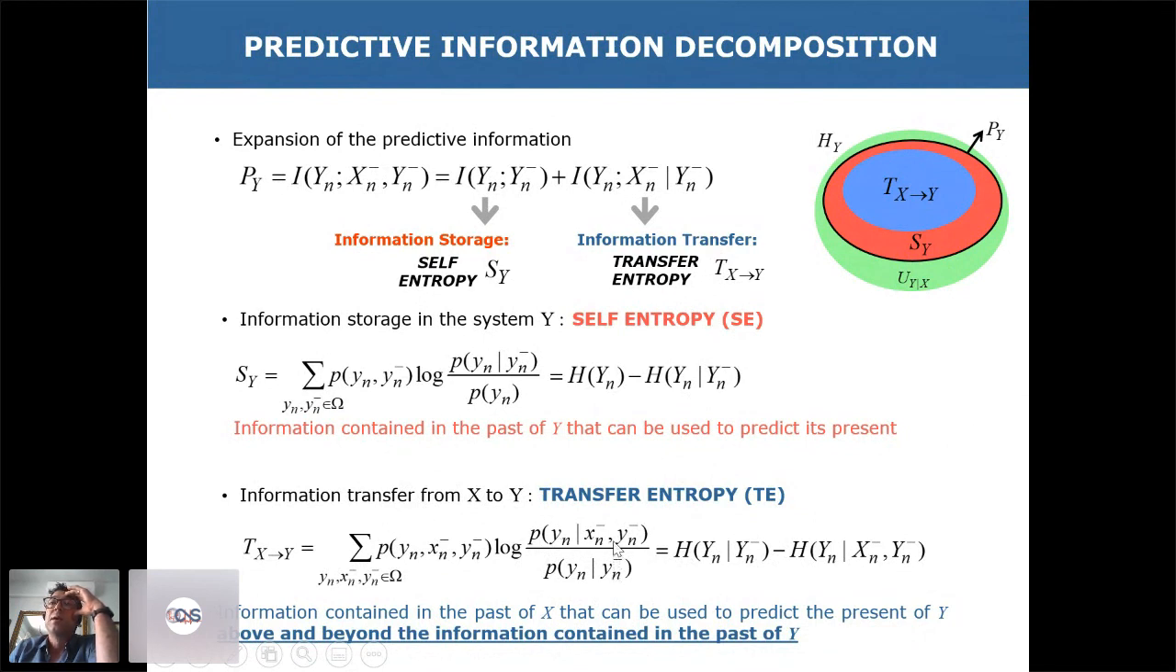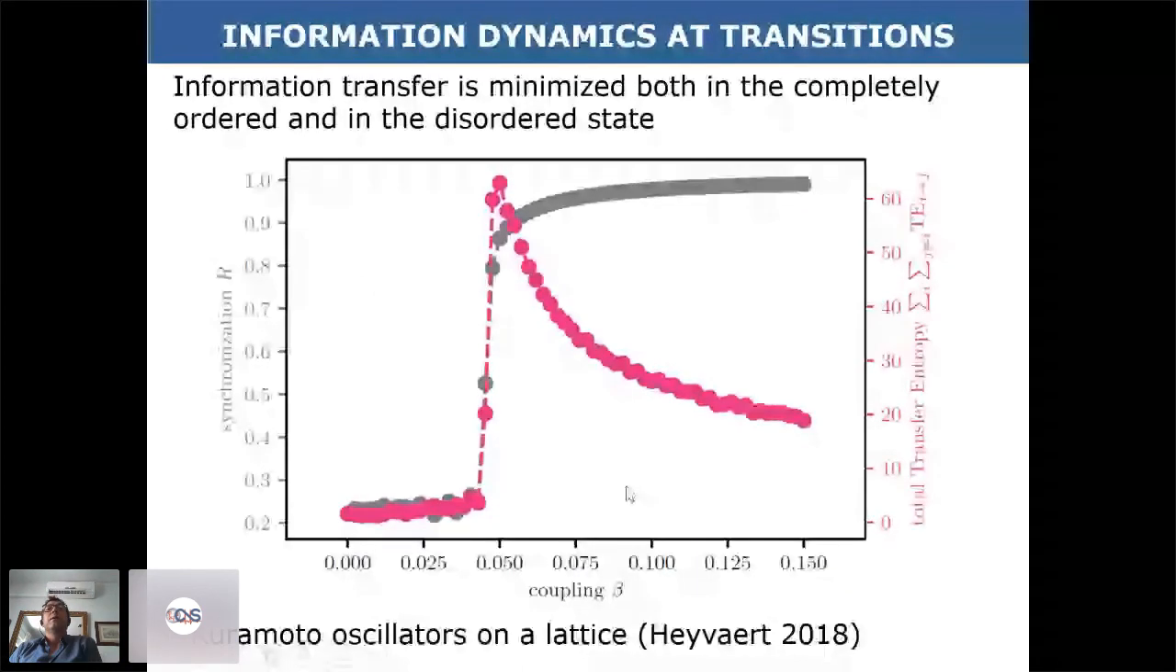In case the past of X does not reduce our surprise on the present of Y, these two terms are equal, so the logarithm goes to zero, and we have no transfer entropy. Now, I will focus today on information dynamics at transitions in the dynamics. As you can imagine, information transfer will be minimum when the system is disordered, so completely noisy, with no interaction. And this is the case here on the left of the diagram. On the other hand, what happens?